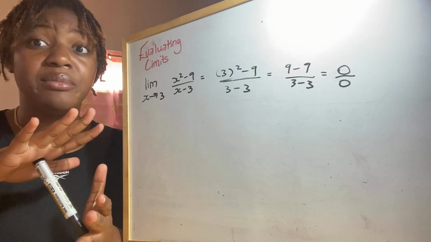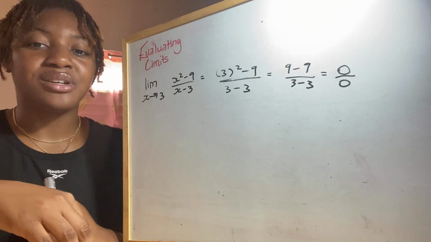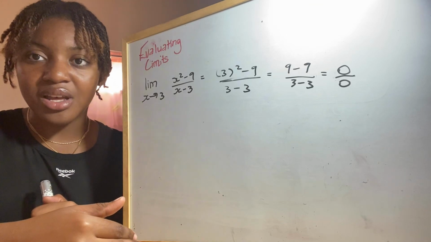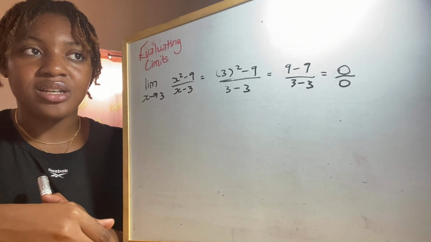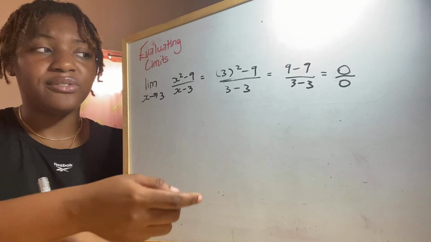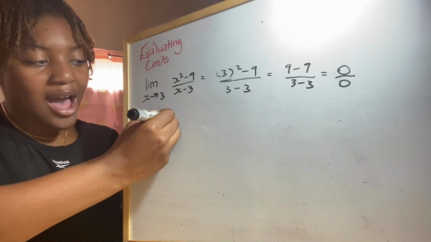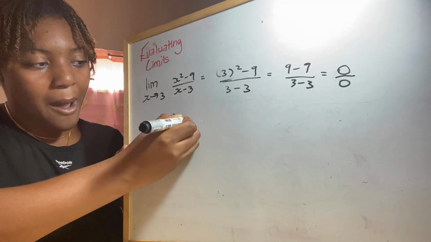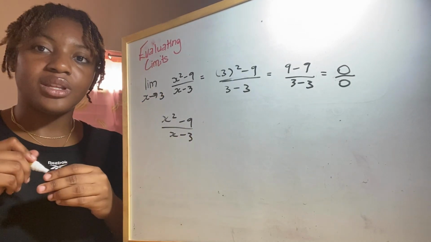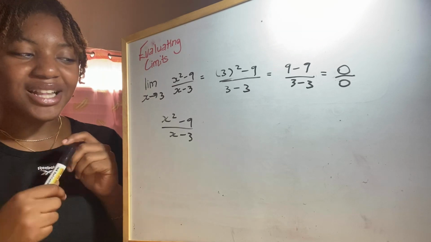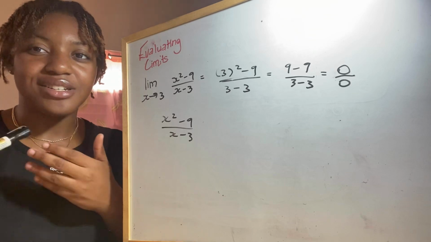It doesn't mean that the limit is undefined or doesn't exist, but it means that you'd have to go to different methods, like for example factorization, in order to determine the limit. Basically, finding the equivalent expression to this, and that's what we will be doing right now. We have the expression x squared minus 9 over x minus 3. We would have to find a way to factorize this, and we'll basically see where it goes.